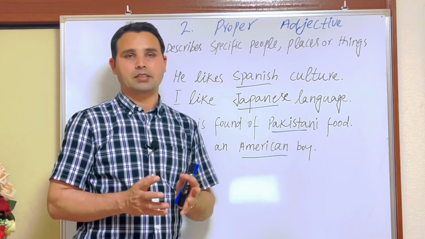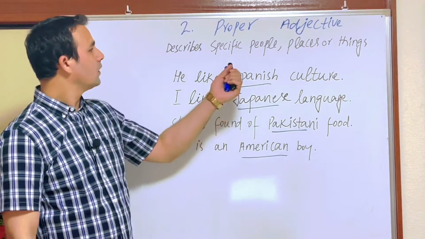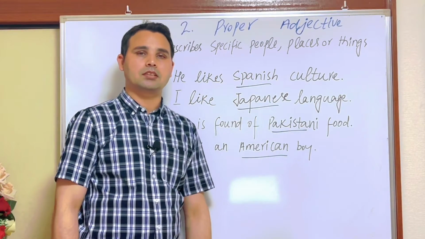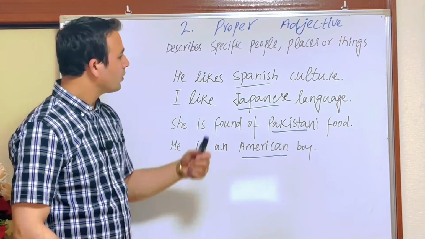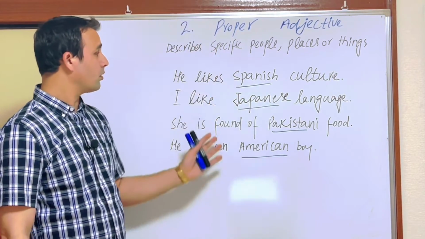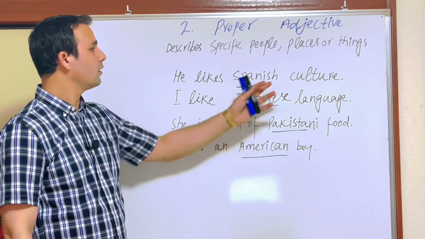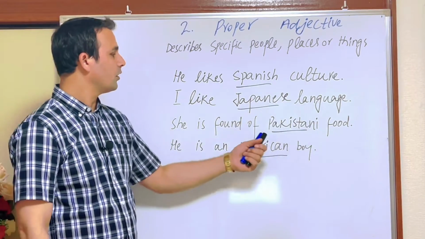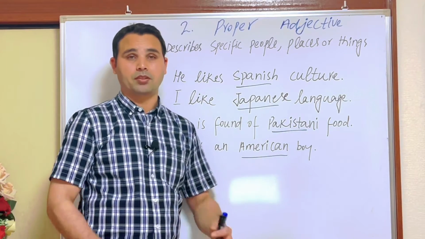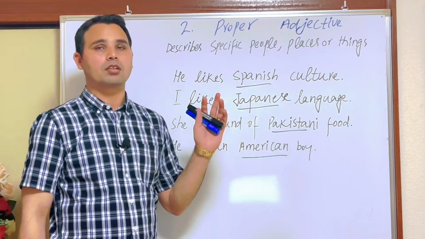So proper adjectives are always describing specific people, places, or things. So here are the examples of proper adjectives, like Spanish culture, Japanese language, Pakistani food, or American boy. I hope that you have understood proper adjective.